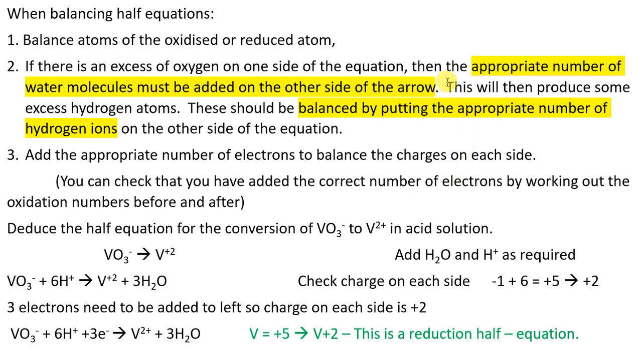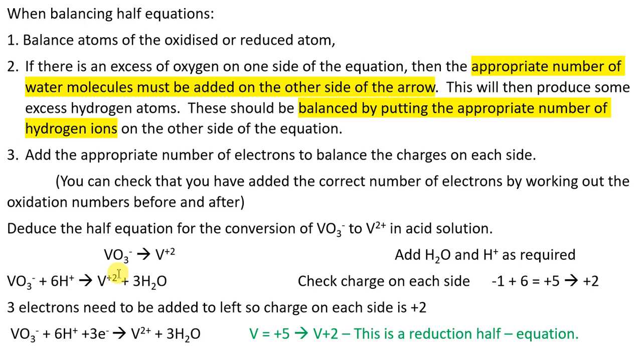Okay. So once we've done that, this will then produce some excess hydrogen atoms. These should be balanced by putting the appropriate number of hydrogen ions on the other side of the equation. Back to my first example. I've already added 3H2O on the right. I need to add 6H plus on the left. Point 3. Add the appropriate number of electrons to balance the charges on each side.